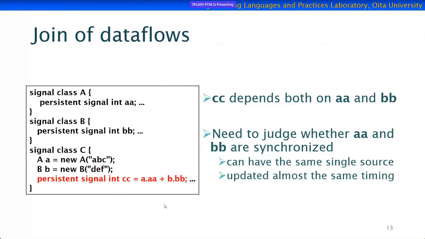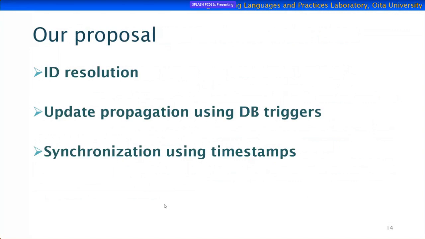We also need to consider join of data flows. In this code, the persistent signal CC depends both on AA and BB. We need to judge whether the updates of AA and BB are synchronized. I mean, AA and BB might depend on the same single source, or these two are independent. But the programmer knows that they are updated at almost the same timing.